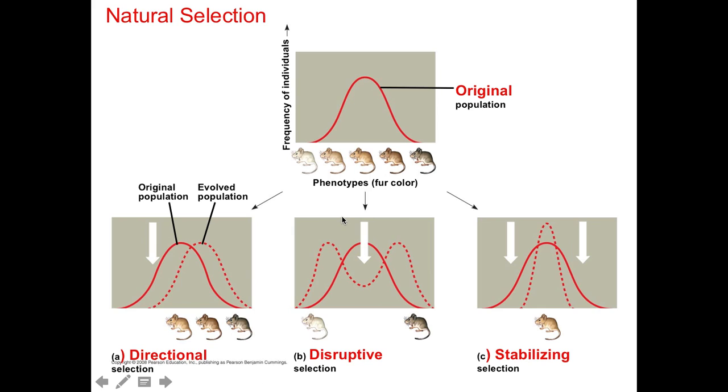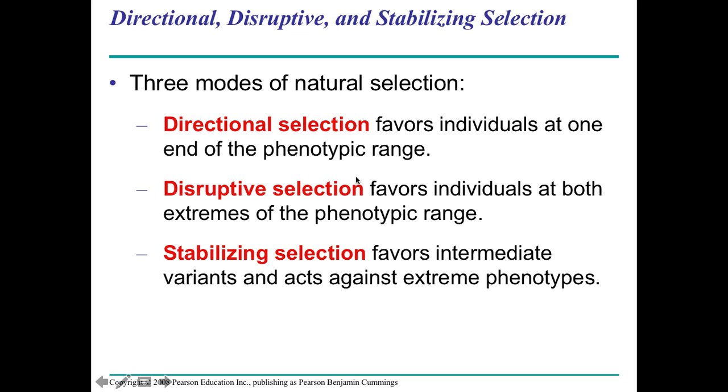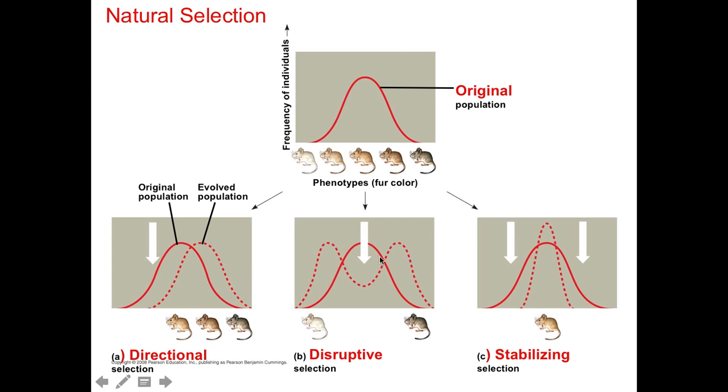So here's an example. So we have these mice. Here's the original population. Now, these guys in the middle, those are the intermediate. Those are the middle guys, okay? And then the guys at the end are going to be the extremes of the phenotype. And obviously the phenotype is fur color in this example.